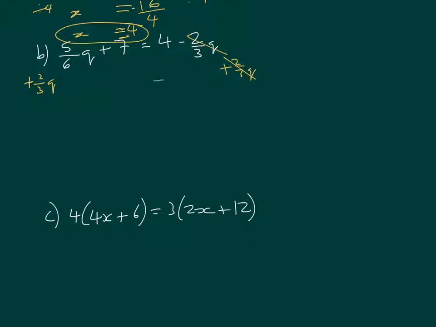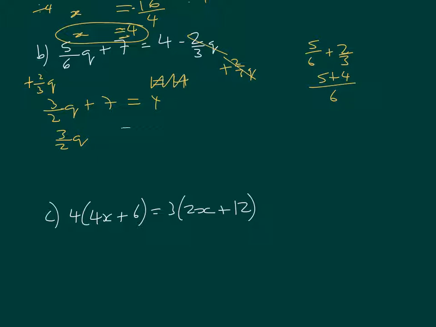So we're going to be left with 4 on the right hand side, and then if we have 5/6 plus 2/3, we need to get the common denominators the same, so this will be the same as 5/6 plus 4/6, which is 9/6, which is 1.5. So I'm going to call that 3/2q plus 7 equals 4. I want to get the numbers onto the other side, so I'm going to subtract 7. So we'll have 3/2q equals 4 minus 7, which is minus 3.